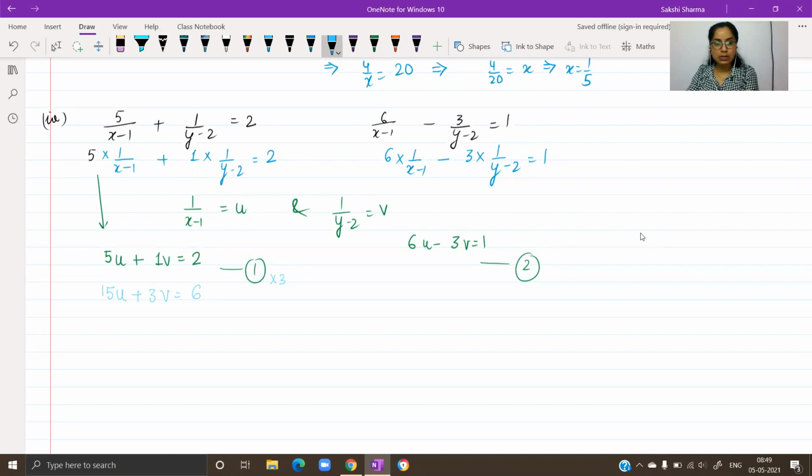Anupama, can you tell me what are the answers obtained if you have used substitution or elimination? Did you obtain the value for u or v, any of the variables? I'm actually calculating. Okay, go ahead and calculate and tell me what is the answer.